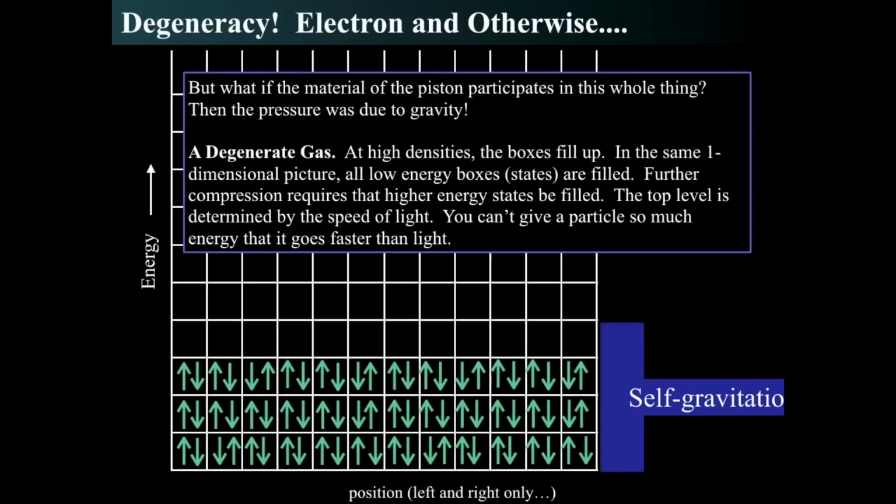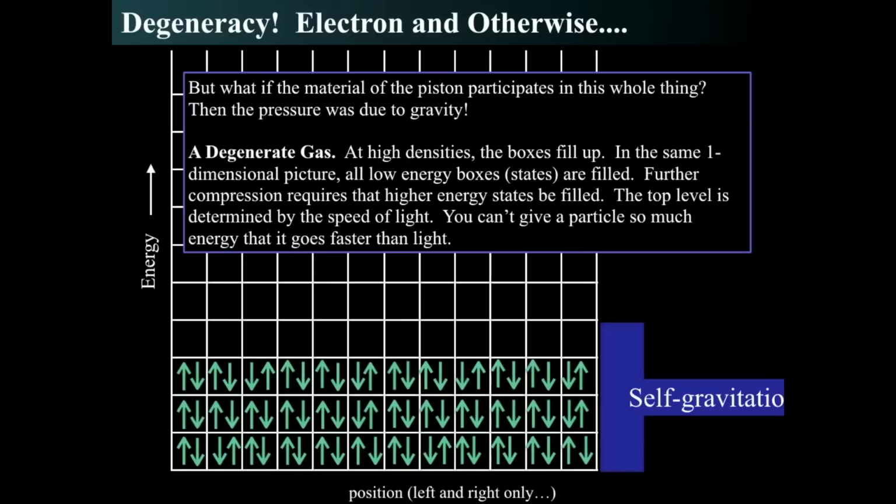So notice they're occupying the bottom 3 rows, and there would be more energy needed in order to go to the 4th row. And if it's gravity, it's just like saying, I'm not going to do anything because I'm compressing you. So this is a stable state because now this is the self-gravitation of all of these electrons on each other, and they're in their lowest possible state. And this is what we mean by a degenerate gas.